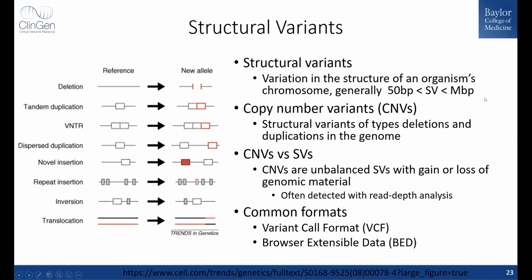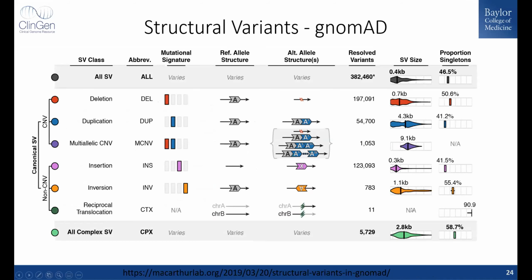But what we're using to drive this, more than the size, is the source of the location. So if gnomAD has a structural variant release, then we're treating them as structural variants. So copy number variants and structural variants are types of deletions and duplications of the genome, and then say, okay, well then, what about structural variants versus complex variants? Well, CNVs are unbalanced structural variants with gain or loss of genomic material, often detected with read depth analysis. And so common formats we see are VCF and BED.